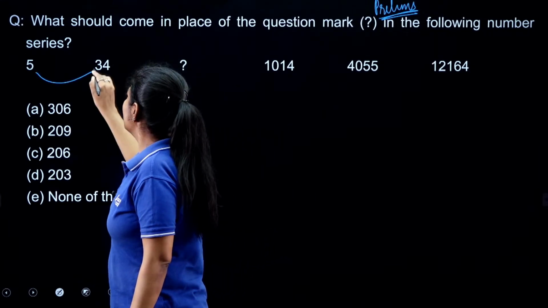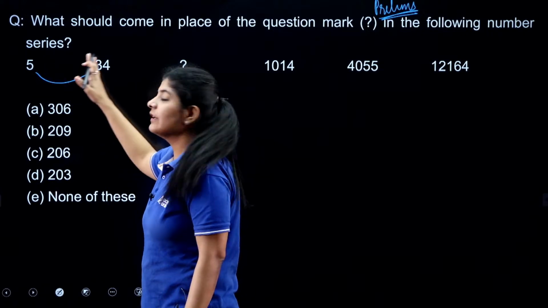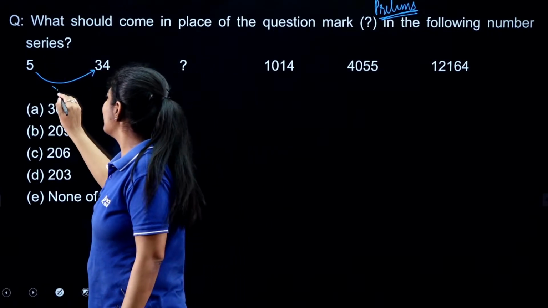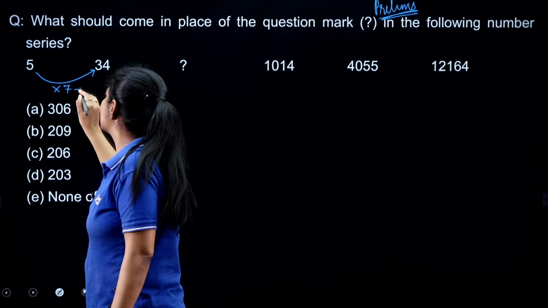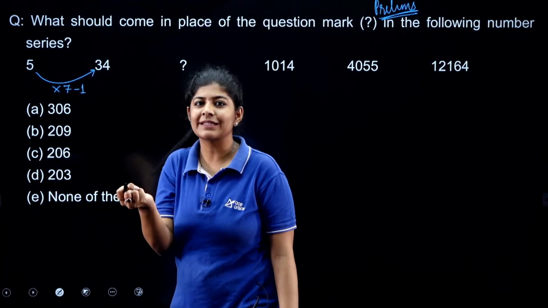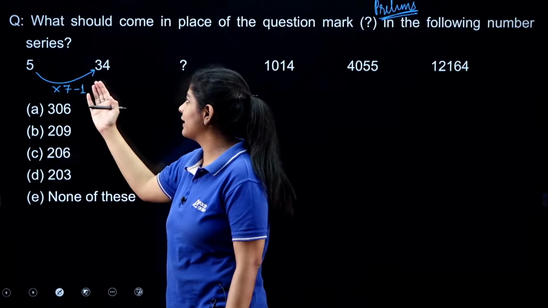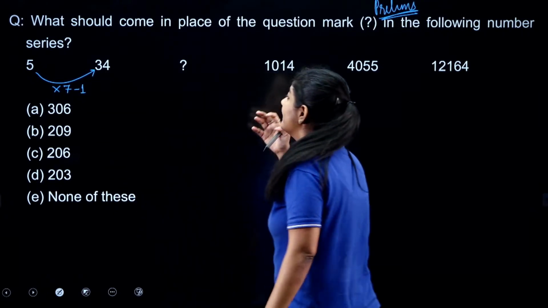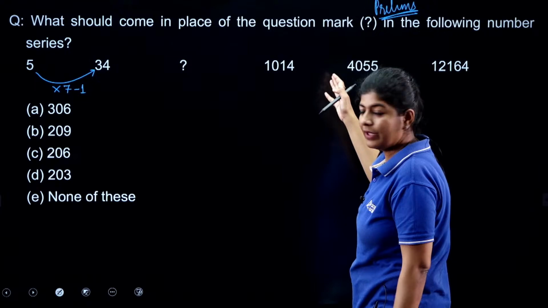So if I have to make my 5 into 34, what do I have to do? If I multiply it by 7 and subtract 1 from it, I will get 34. 5 into 7 is nothing but 35, 35 minus 1 is 34. Okay. But we need to check this with this one.